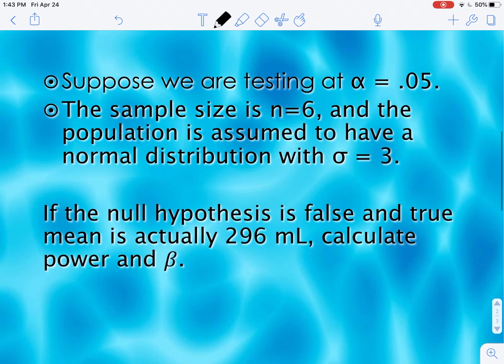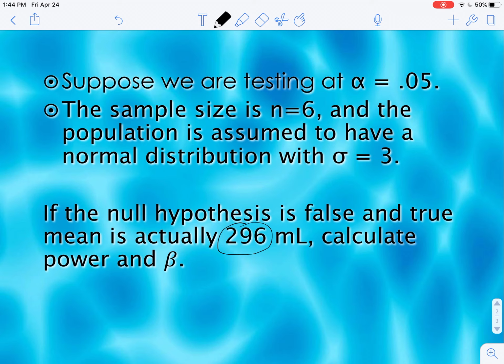All right, so now it says, suppose we're testing at the alpha equals 0.05 level. So we have a 5% level of significance. And the sample size is n equals 6. The population is assumed to be normal with sigma equals 3 milliliters. So the population standard deviation is 3. All right, now the question says if the null hypothesis is false and the true mean is actually 296, calculate power and beta.